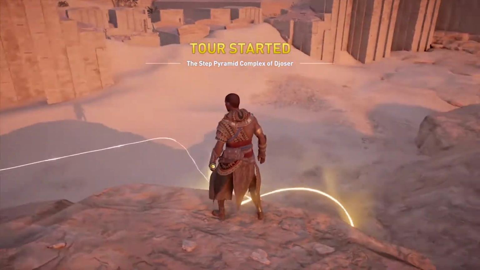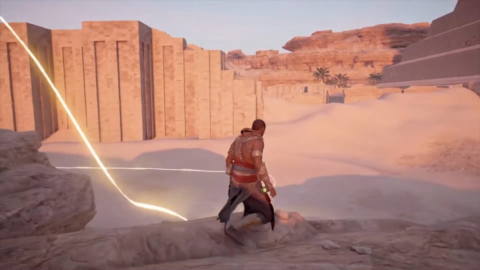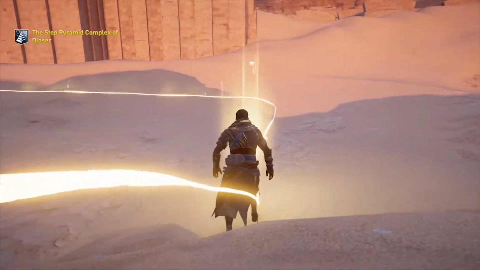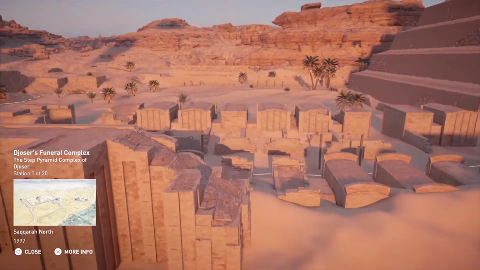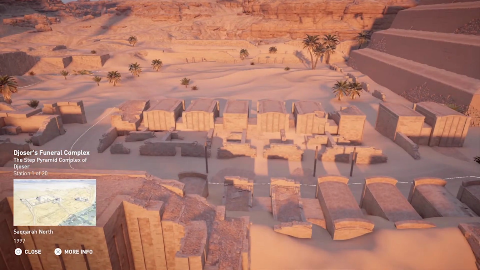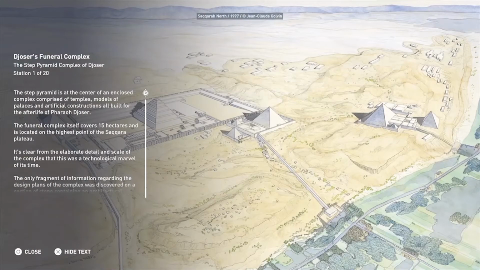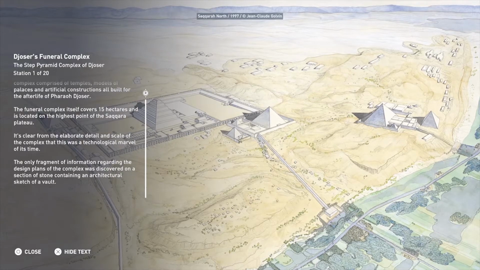Welcome to the Step Pyramid Complex of Djoser. The Step Pyramid is at the center of an enclosed complex, comprised of temples, models of palaces, and artificial constructions, all built for the afterlife of Pharaoh Djoser. The funeral complex itself covers 15 hectares and is located on the highest point of the Saqqara Plateau. It's clear from the elaborate detail and scale of the complex that this was a technological marvel of its time.